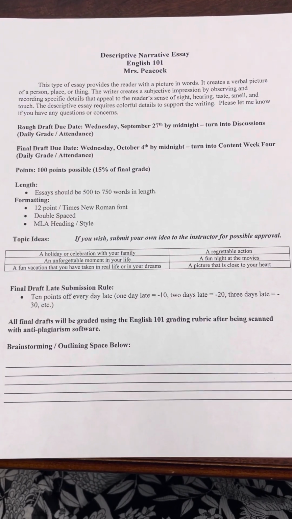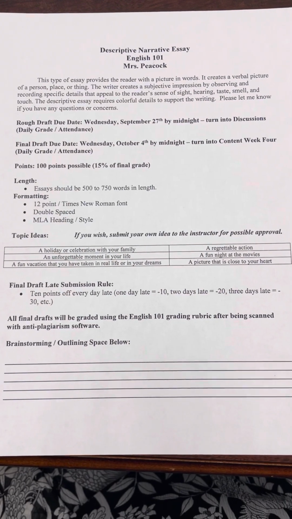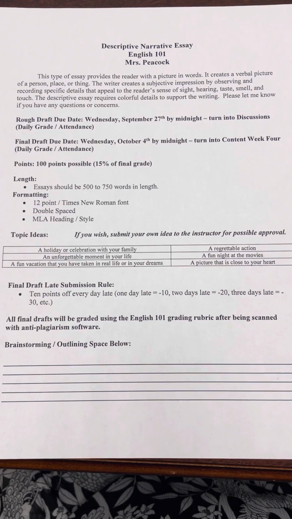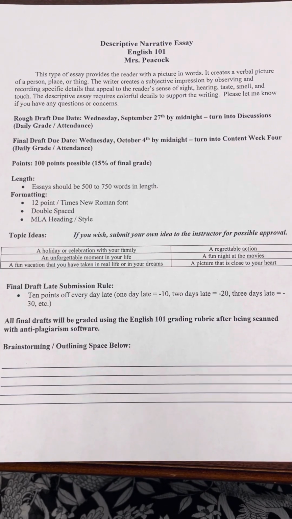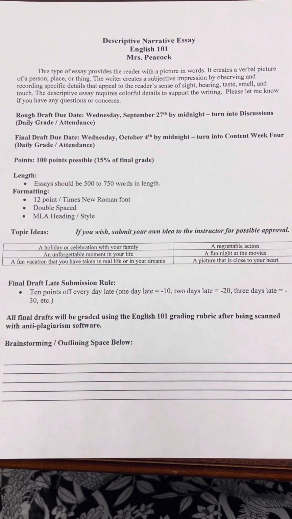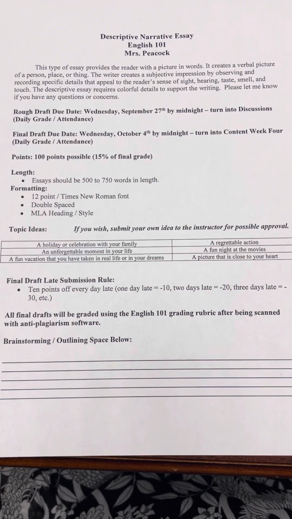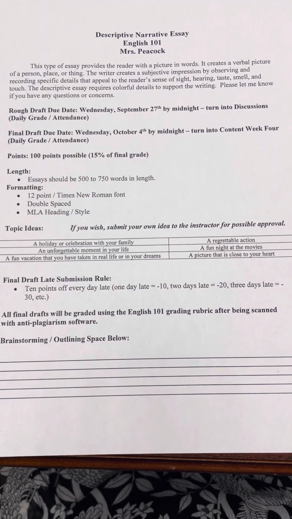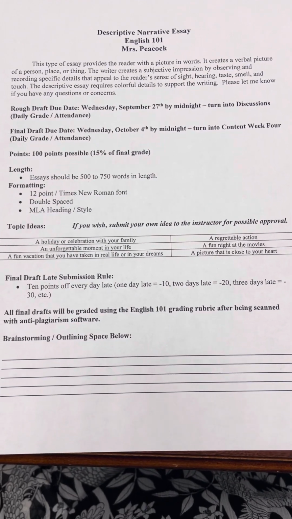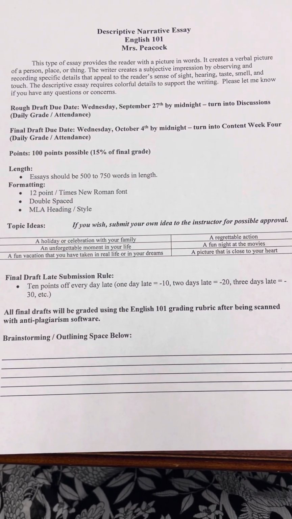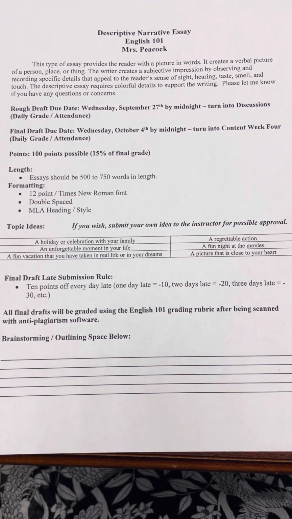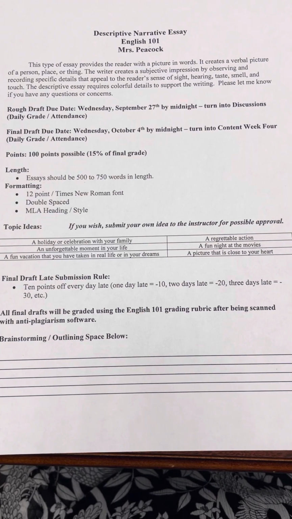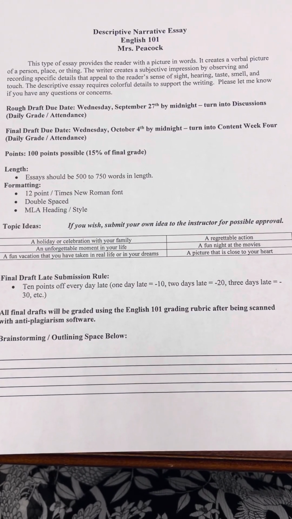I need us to take a look at the descriptive narrative essay topic sheet and just thoroughly discuss it. This type of essay provides the reader with a picture in words. It creates a verbal picture of a person, place, or thing. The writer creates a subjective impression by observing and recording specific details that appeal to the reader's sense of sight, hearing, taste, smell, and touch. The descriptive essay requires colorful details to support the writing. Please let me know if you have any questions.